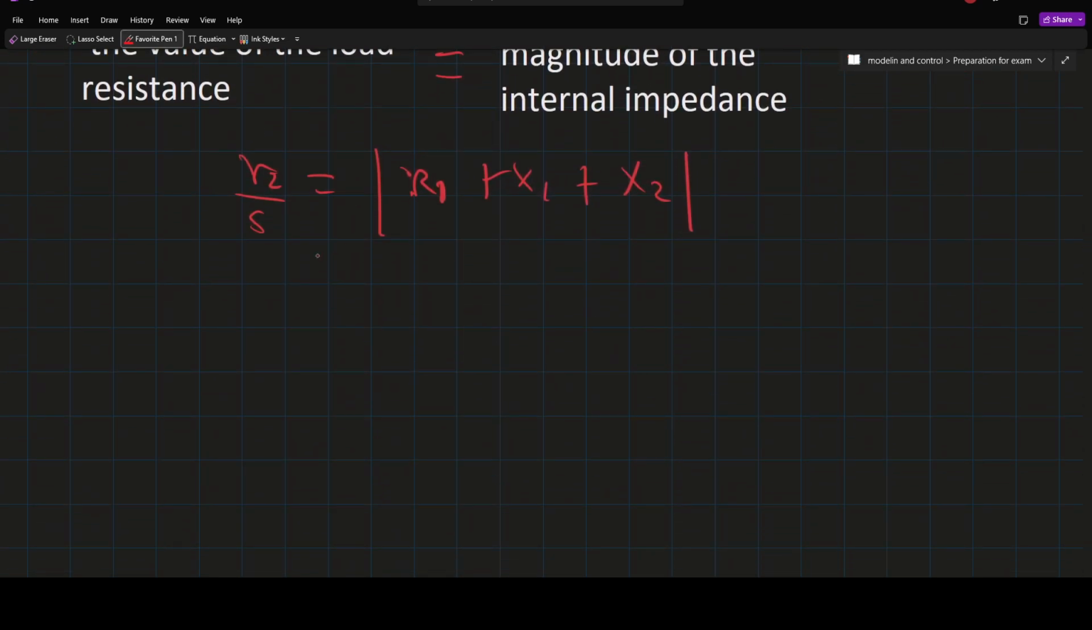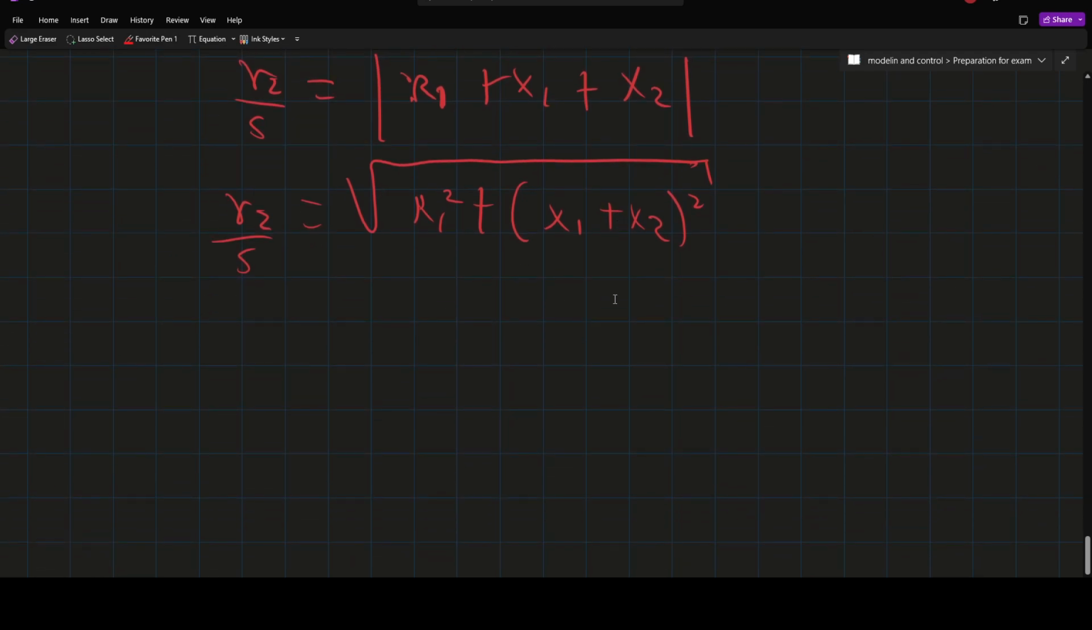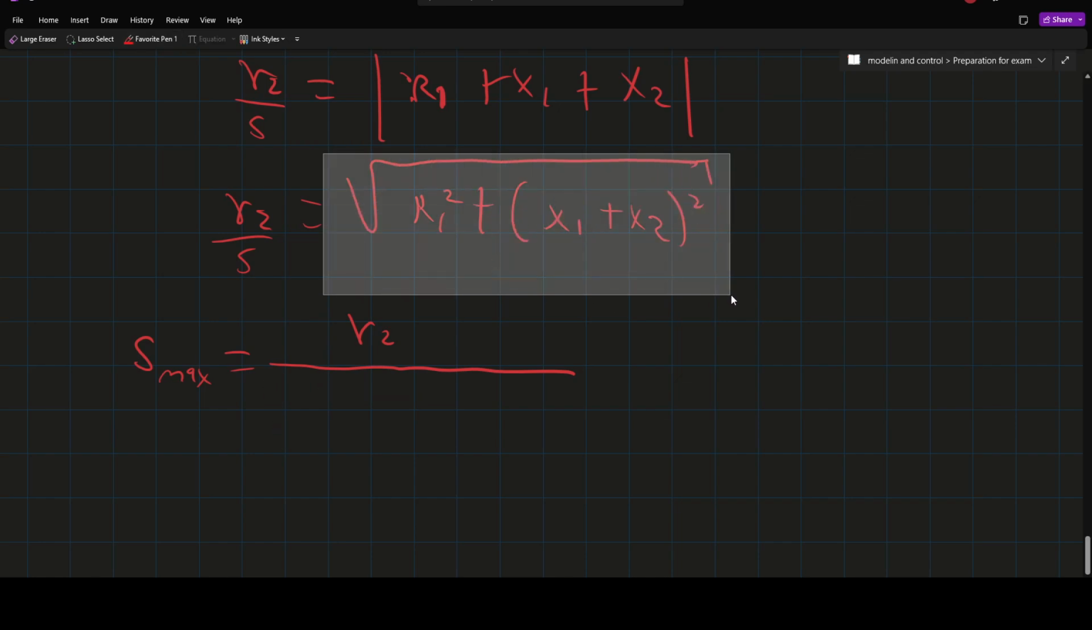So the magnitude of them is going to be R2 over S equals the square root of R1 squared plus X1 plus X2 squared. And so this is our maximum power. So our slip when we get our maximum torque is going to be R2 over this.